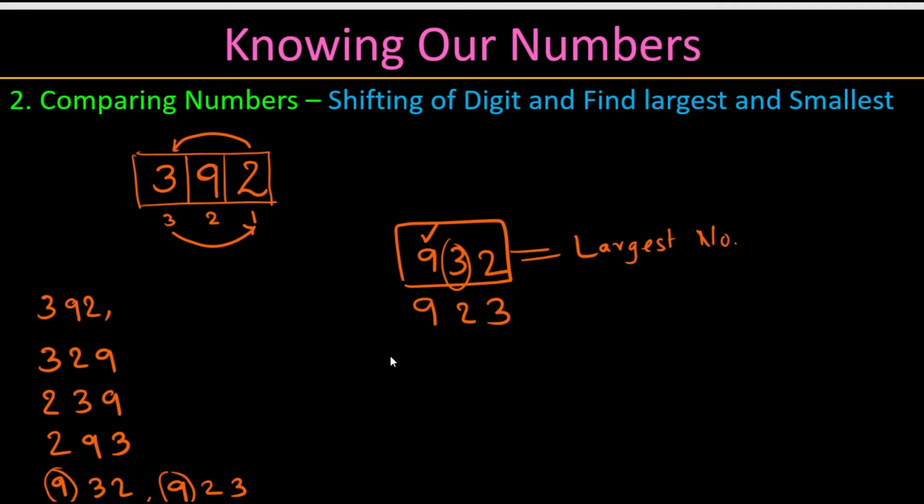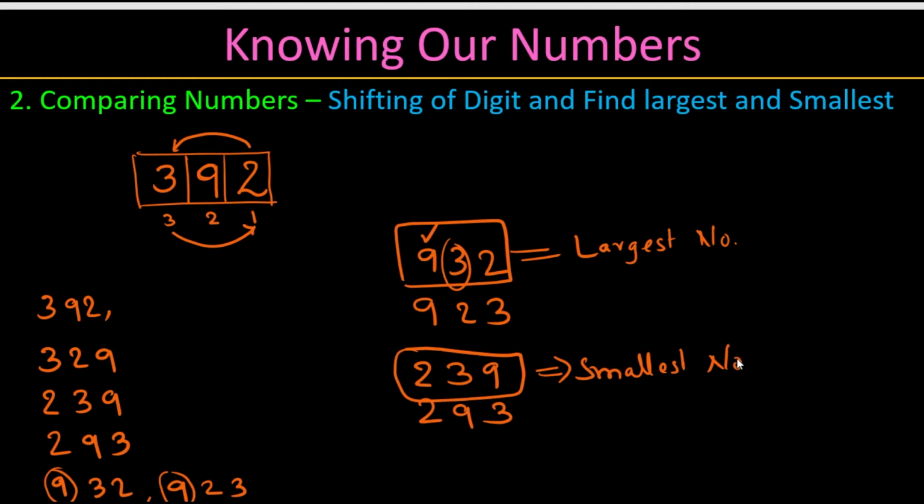And find the least number, meaning the smallest number. Check in the 100s position, what is the least number? 2 is there. So how many 2s are there? These two numbers, 239 and 293. Let's go to the 10s position, what is the least number? This one. So this is the smallest number. Okay, now let us check with another example.